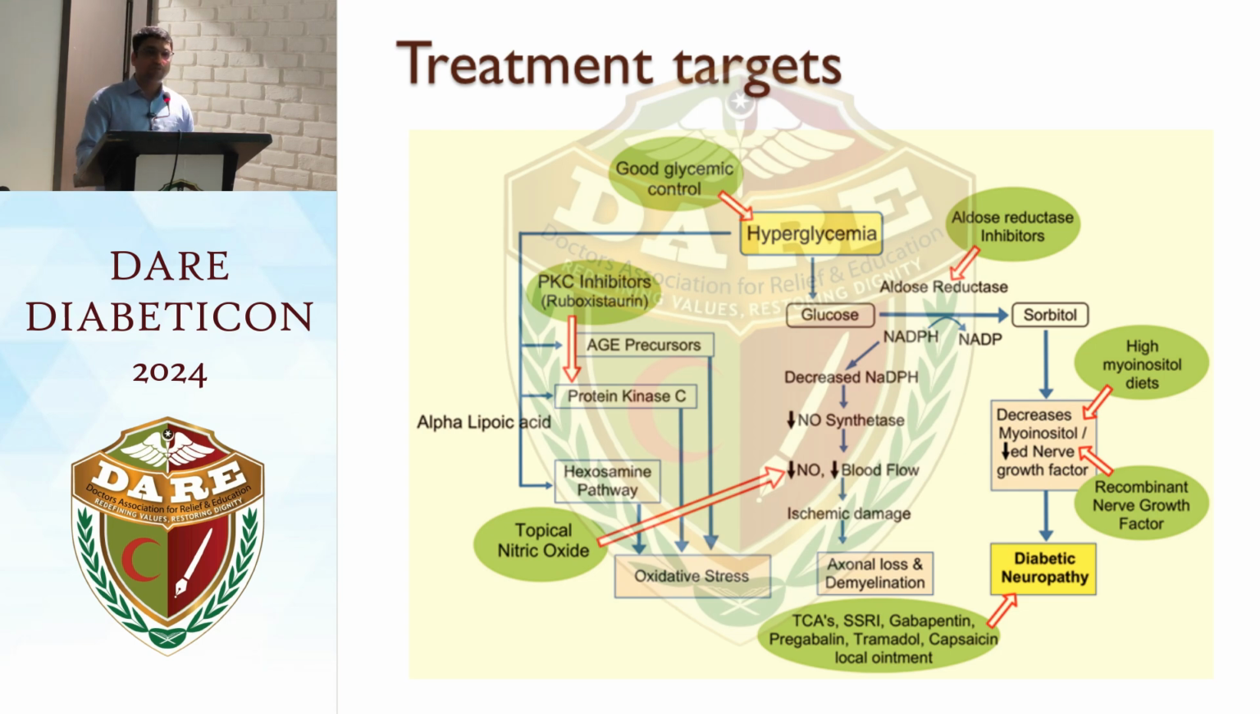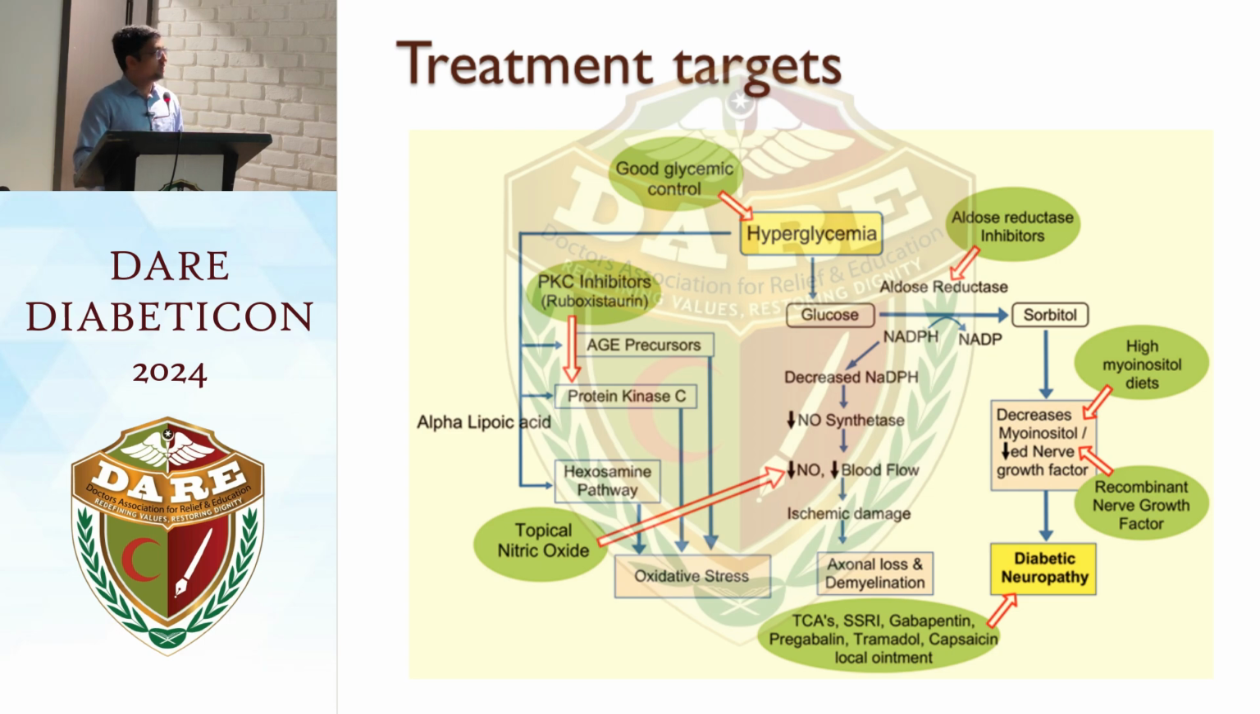The pathophysiology for diabetic autonomic neuropathy is almost the same, so I am not going into much detail on this. It is the same thing we have discussed for small fiber and large fiber neuropathy. The type of pathophysiology for autonomic neuropathy will also be the same.